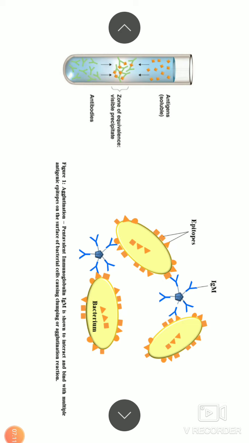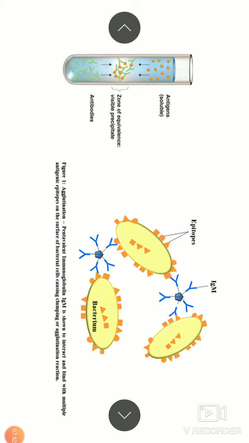So there are like three zones, right? One zone where there is more antigen, one zone where there is equivalence, and one zone where there is more antibody. Agglutination is a serological reaction similar to precipitation, with the exception of the antigen being large and particulate in agglutination. Both reactions are inhibited by antibody excess, and this phenomenon is called the prozone effect, where there is more antibody. Whereas in the case of antigen excess, it is called the postzone effect.